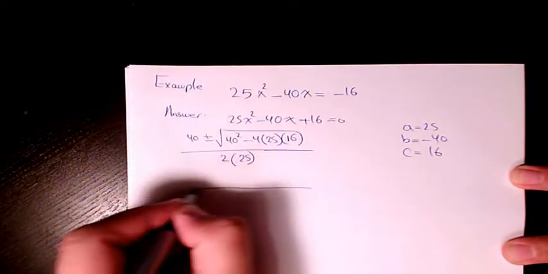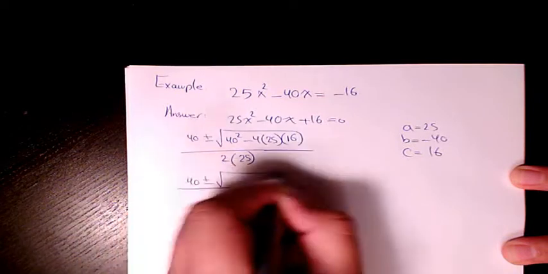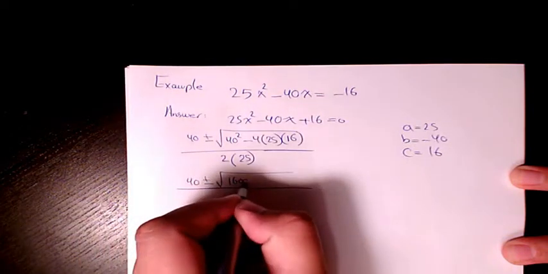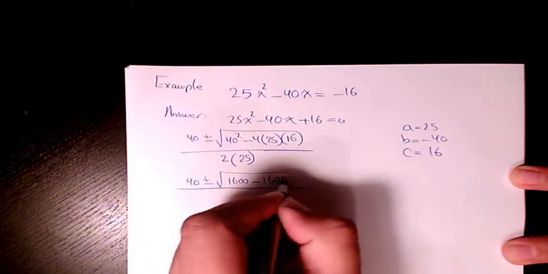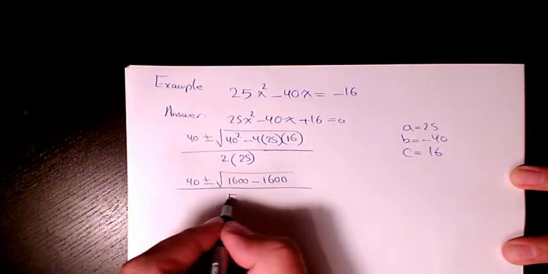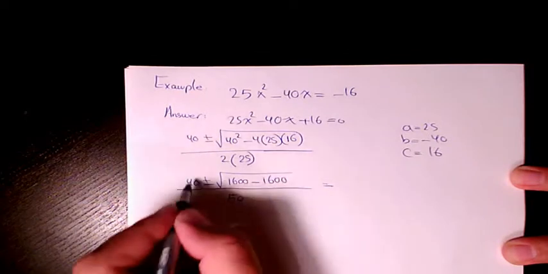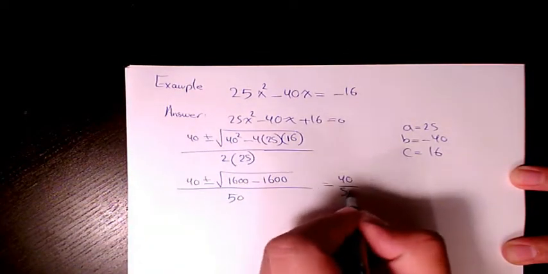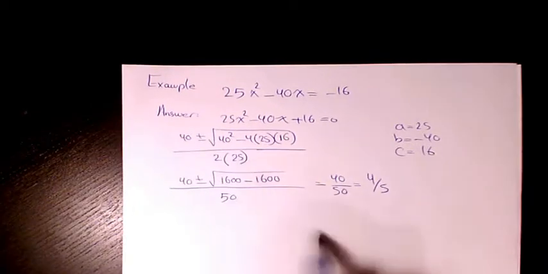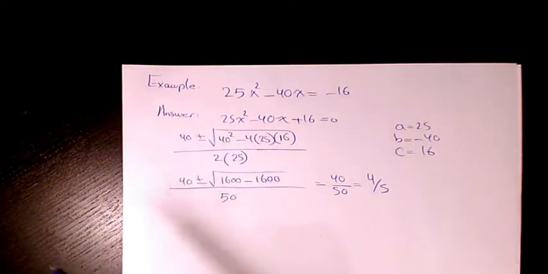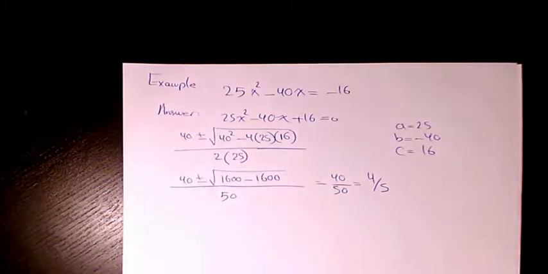That will be 40 plus minus the square root of 40 squared, which is 1600, minus 4 times 25, which is 100, times 16, which is 1600, divided by 2 times 25, which is 50. So this part will be 0. So we have 40 divided by 50, or 4 over 5. We have only one answer because b squared minus 4ac equals 0.